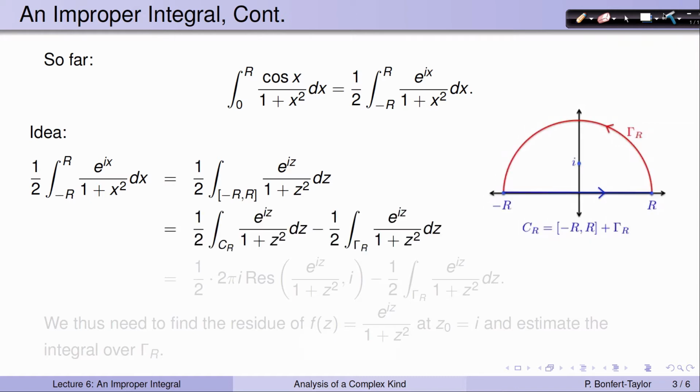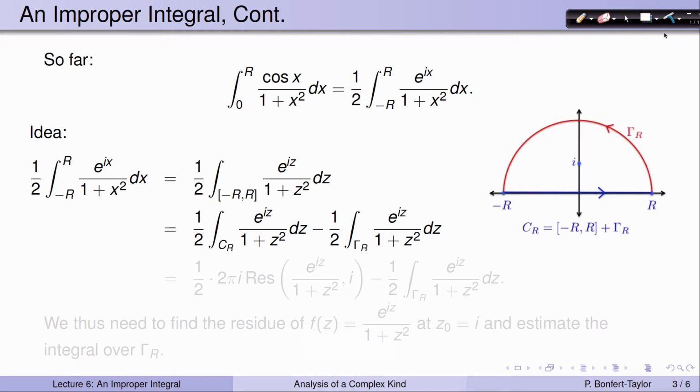So here's the next idea. This is the closed curve over which we're going to integrate. We're going to first integrate over the line segment from negative r to r and then go around this semicircle from r to negative r. So that's our curve CR. CR is the line segment together with that semicircle gamma r.